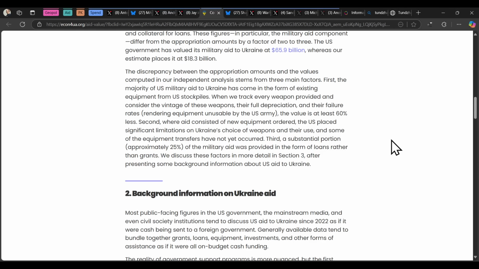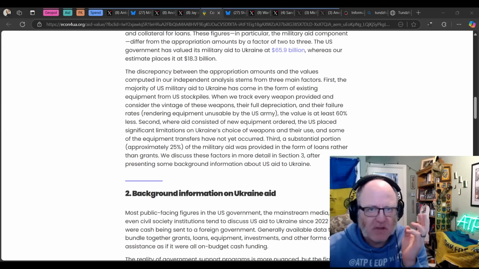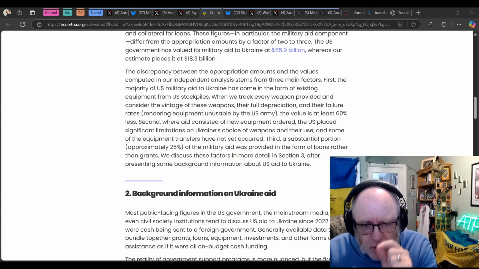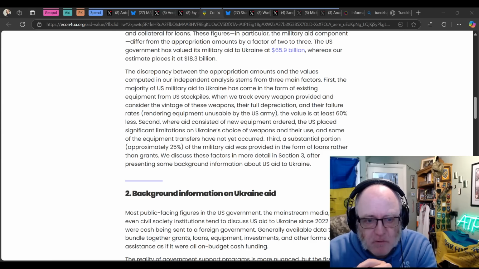So when you've got Donald Trump saying, well, Europe has just loaned everything, they're going to get it back, we haven't loaned it, and so on, that's when Emmanuel Macron corrected Donald Trump. The reality is that the US has also loaned equipment rather than granting it. So we discuss these factors in more detail in section 3 after presenting some background information about USA to Ukraine.